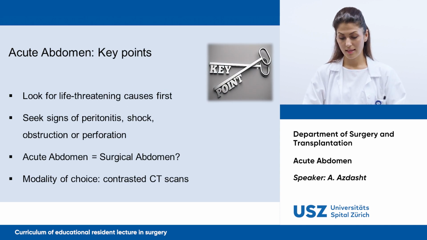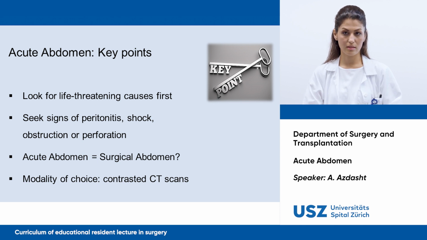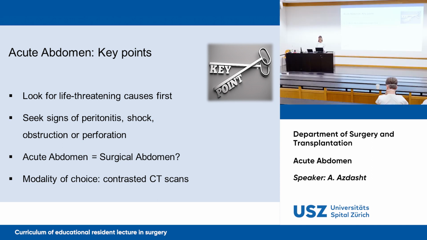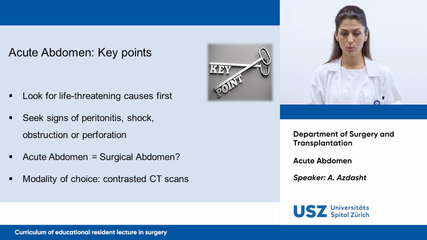So to close my talk and put everything into a nutshell, and it was a lot of information, I know, I would like you to remember that the most important thing is to look out for the life-threatening causes first. I know it sounds very easy, but it's really not, as there are a lot of differential diagnoses that need to be taken into consideration. Then you have to decide whether the acute abdomen is an acute abdomen, so can we help with surgery? And in order to find that out, the most efficient way is to use a contrasted CT scan. And there are different ways of contrast.